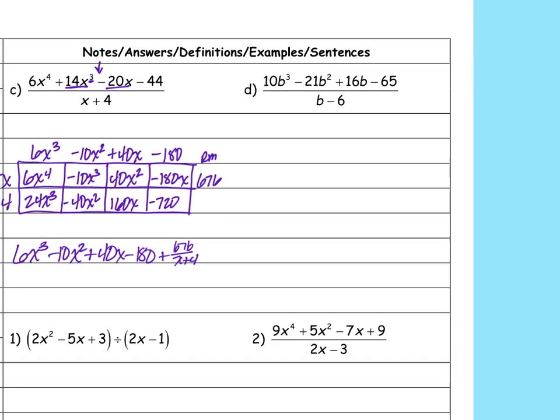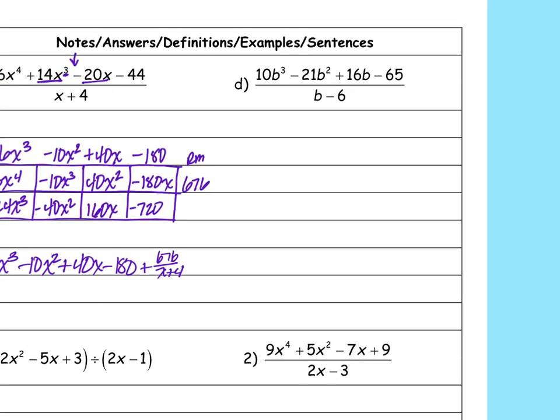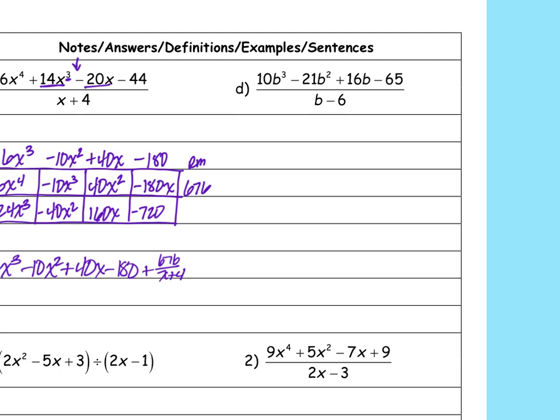Okay, so this next one. Okay, here we go. My brain. Your brain. 10b cubed. How are we doing on time, guys? 12:03, 12:18. Okay. Minus 21b squared plus 16b minus 65, all divided by b minus 6. So I'm going to go ahead and do this long. I hope I have enough room here.